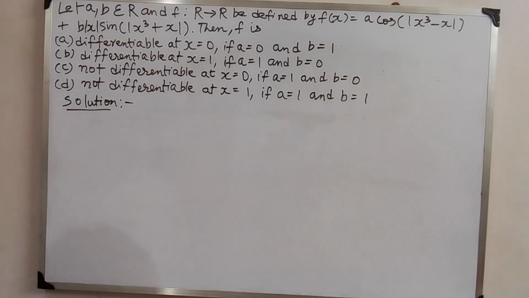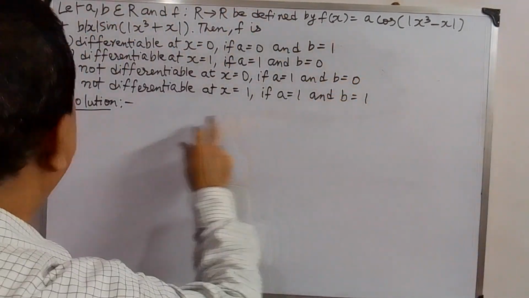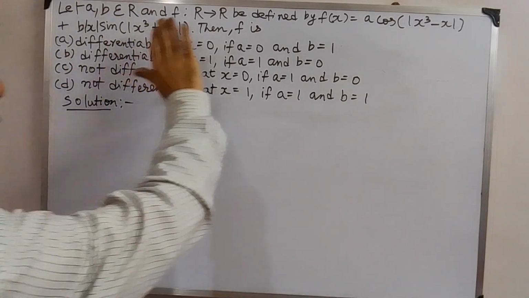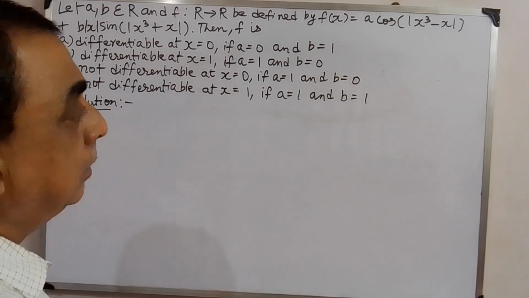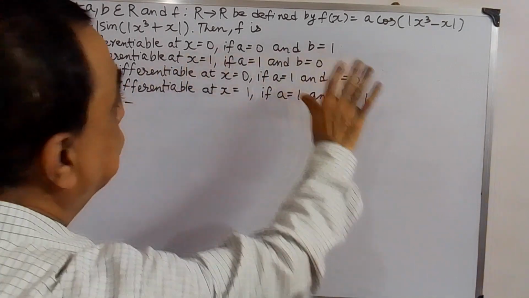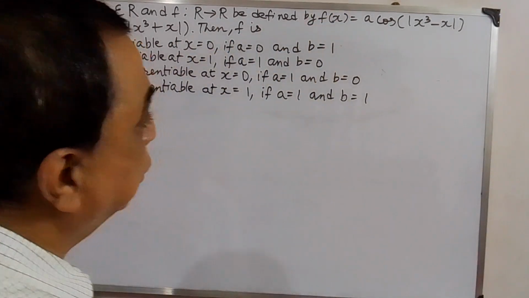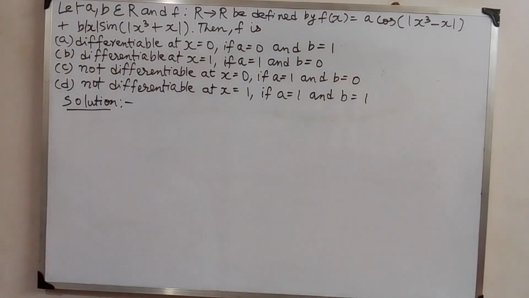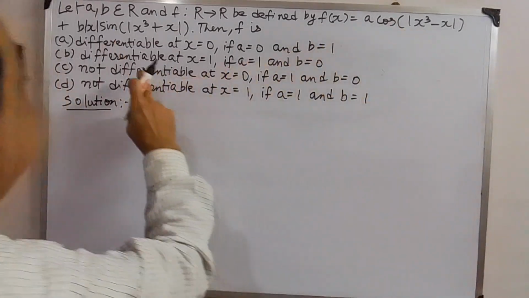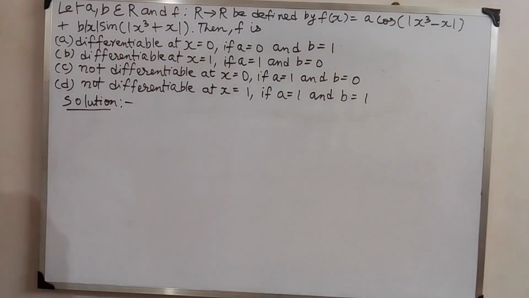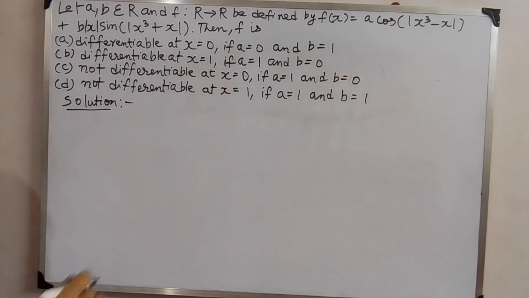And it is being told to us that out of these four given options, there may be more than one option correct, and we have to find all the correct options for the given question. We have to check the differentiability of this function at x equals 0 and x equals 1 for these values of a and b given.